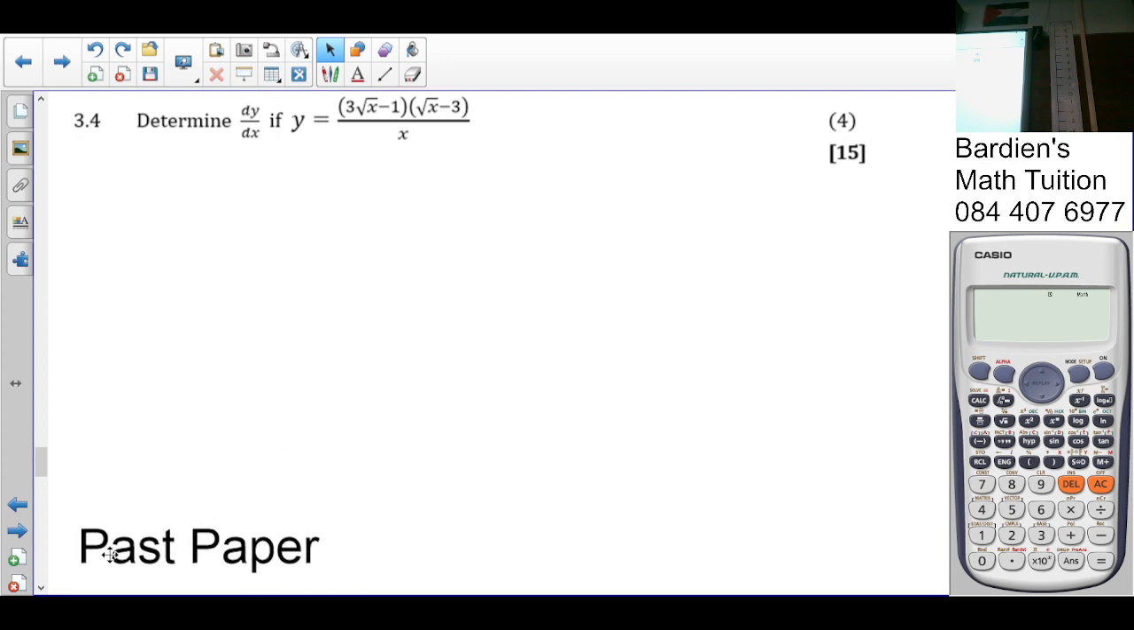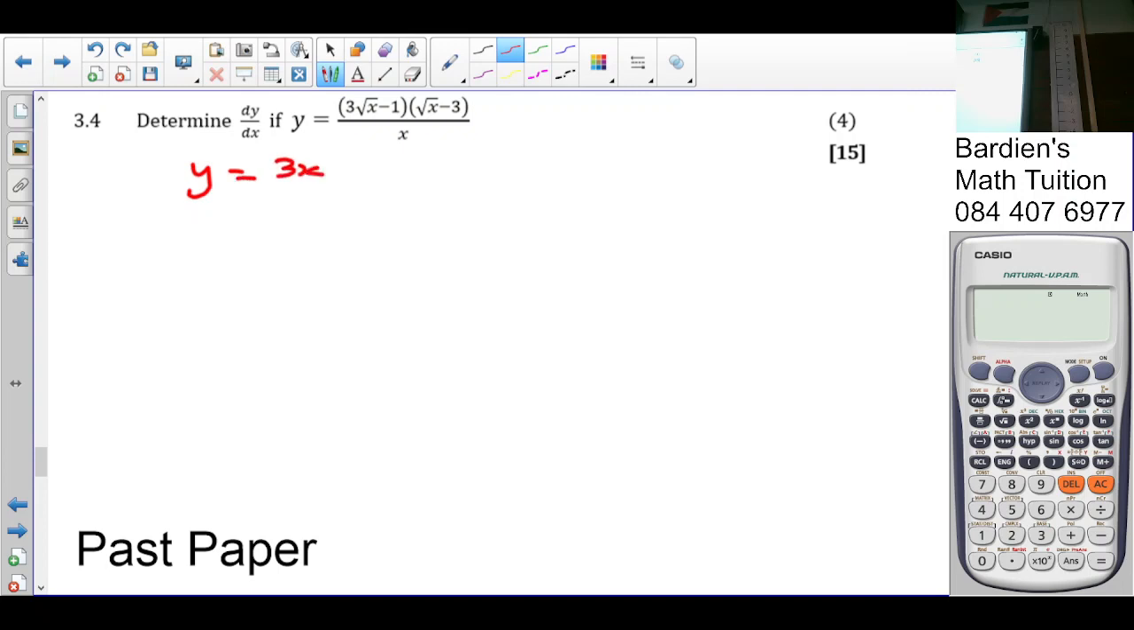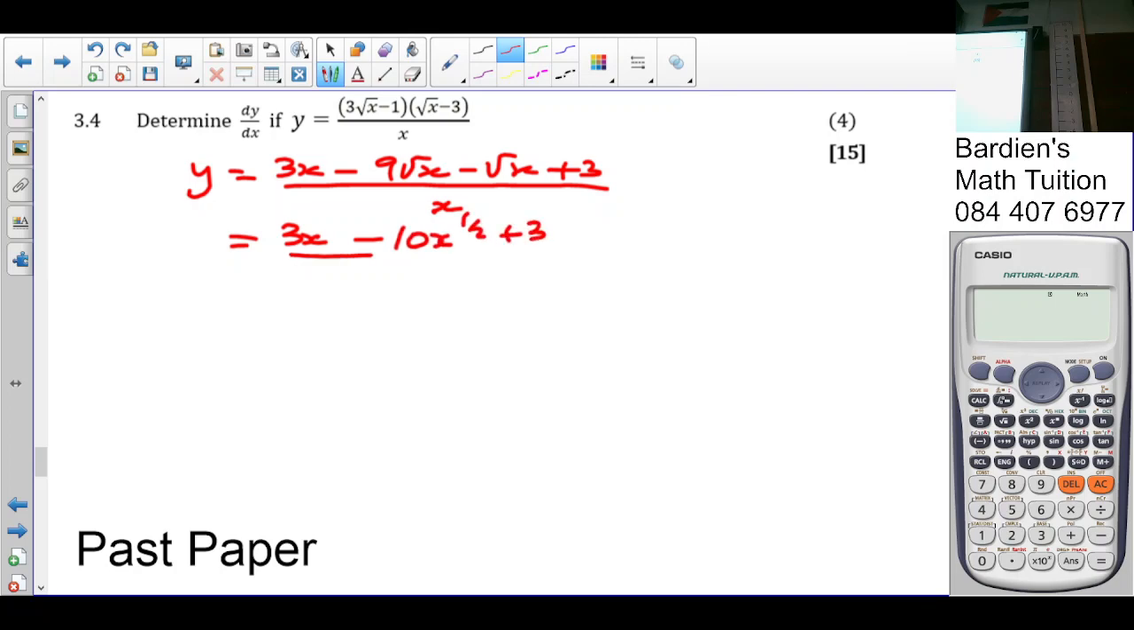Number 3.4. We need to first get rid of the brackets. So y is equal to 3 root x times 3 root x is 3x. 3 root x times negative 3 is negative 9 root x. Negative 1 times x is negative x, minus root x, plus 3 all over x. So I'm going to add like terms. So it's 3x minus 9x, and minus root x minus root x is negative 10 root x, which is 10x to the half, plus 3 all over x.